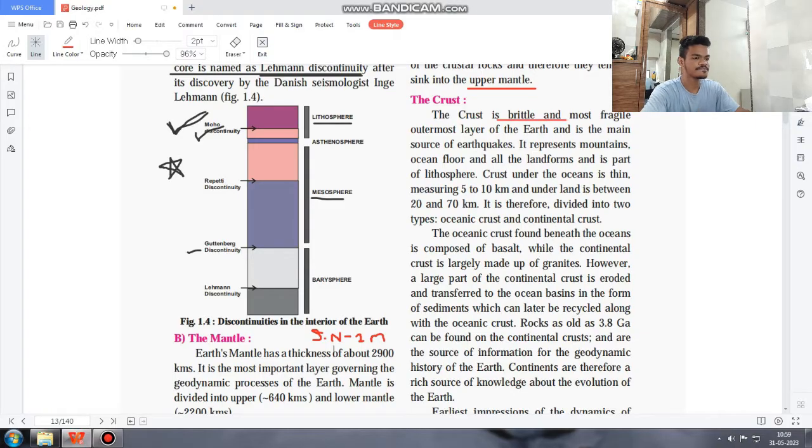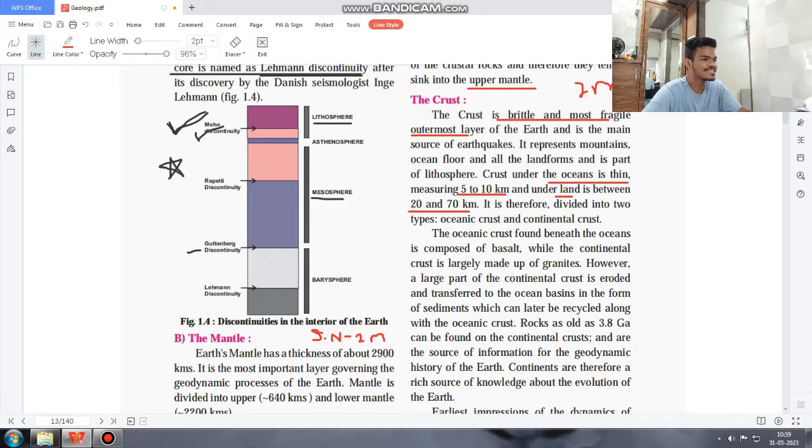Next we move on to the crust. Now crust also comes for 2 marks. The crust is the most brittle and fragile. Even this can come for 2 marks. It presents mountains, ocean floor, landforms, lithosphere.